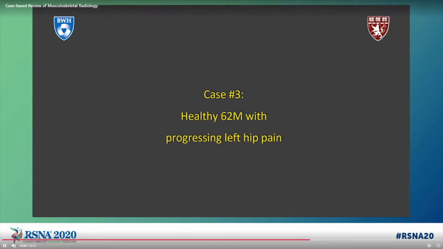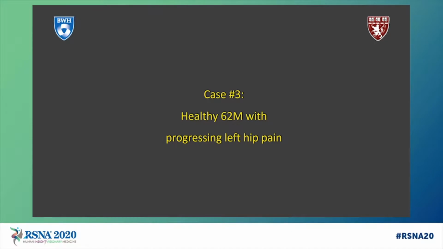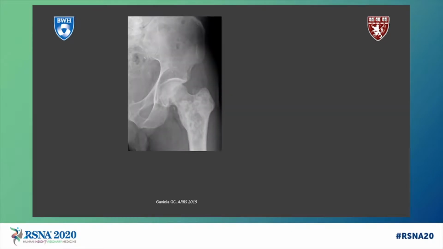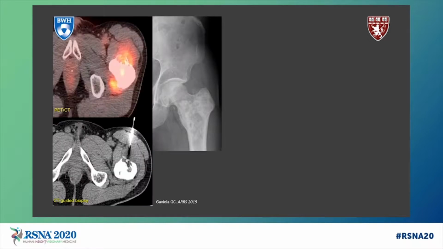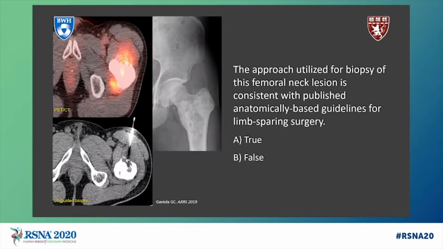So our last case is a healthy 63-year-old male who presented with progressive left hip pain. Radiographs demonstrated an aggressive mineralized lesion in the left femoral intertrochanteric region, concerning for malignancy. A PET CT scan examination revealed FDG avidity with an associated destructive soft tissue mass, and a CT-guided biopsy was performed at an outside hospital through the anterior approach through the rectus femoris.